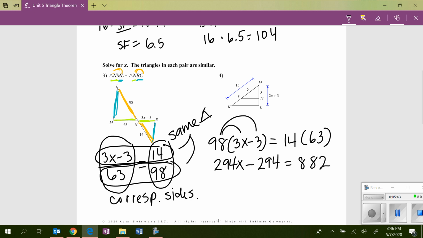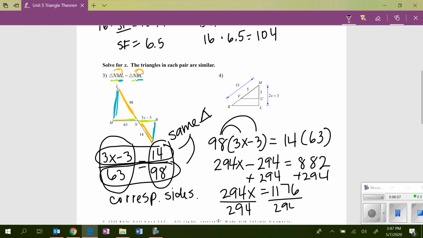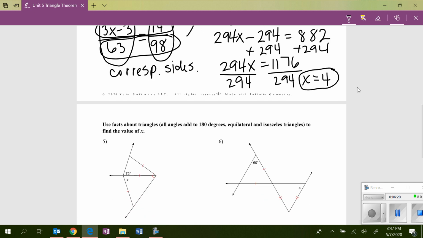Now we just go ahead and solve for x by adding my 294 to get 294x equals 1176, and divide by 294, x would equal 4. Okay, moving on.